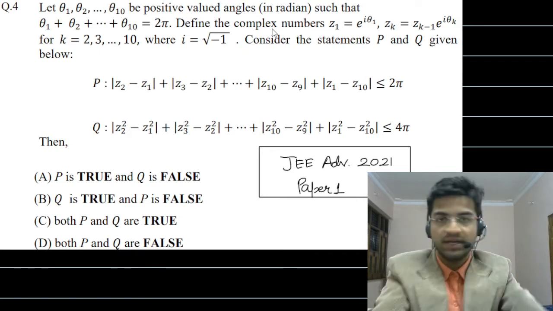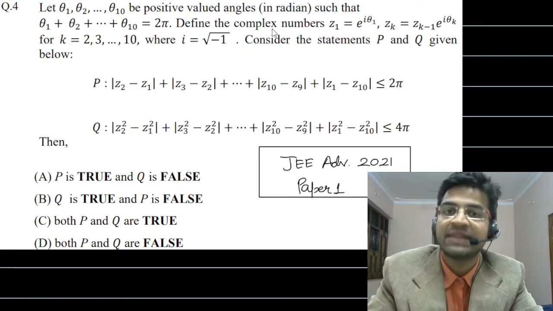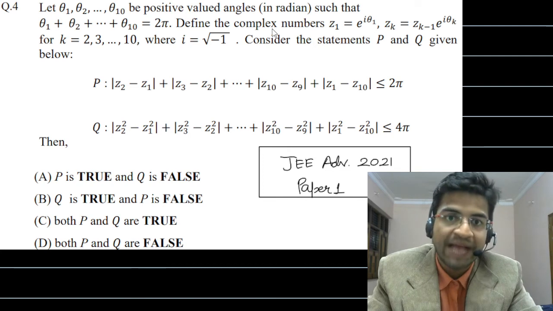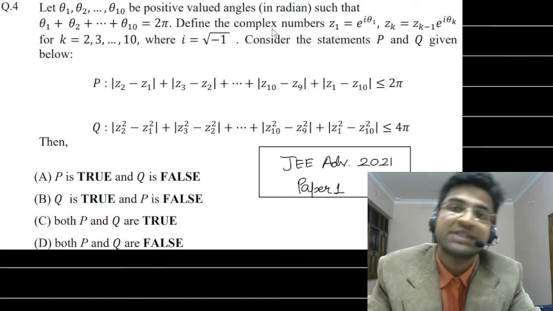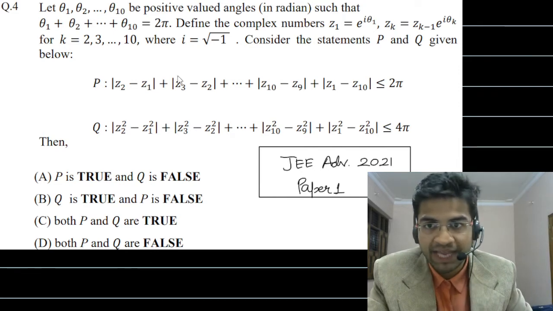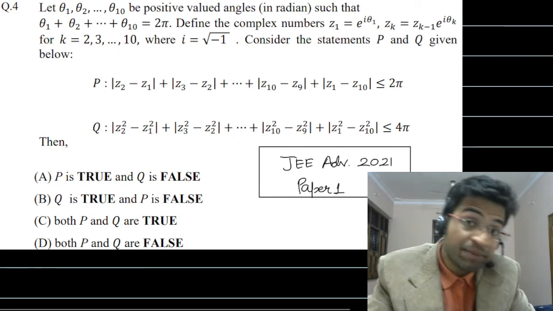And they have given us a complex number z1 = e^(iθ1) and zk = z(k-1) e^(iθk), for k = 2, 3 until 10. What is the meaning of this term?